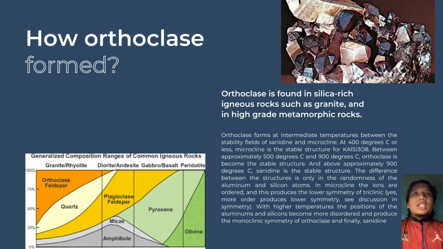The difference between the structures is only the randomness of aluminum and silicon atoms. In microcline, the atoms are ordered, and this produces the lower symmetry of triclinic. With higher temperature, the positions of the aluminum and silicon become more disordered and produce the monoclinic symmetry of Orthoclase, and finally sanidine.